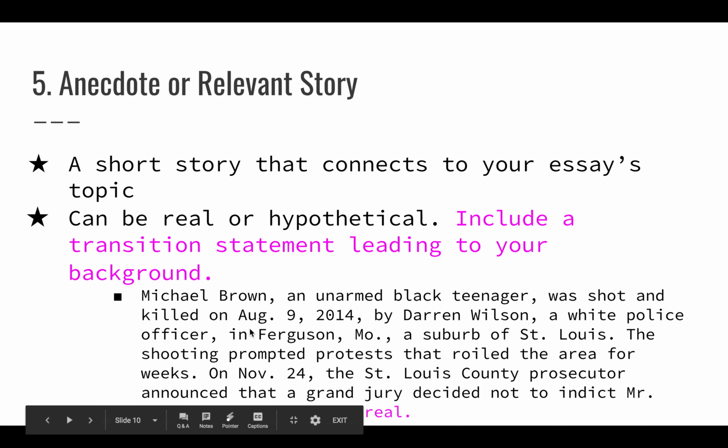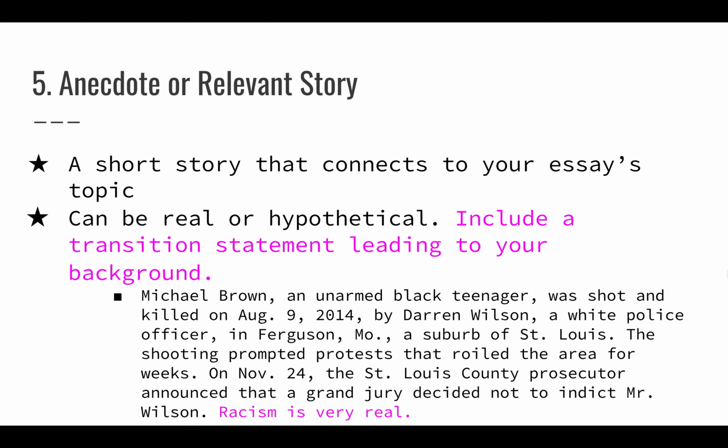So see here, Michael Brown, an unarmed black teenager, was shot and killed on August 9, 2014 by Darren Wilson, a white police officer in Ferguson, Missouri, a suburb of St. Louis. The shooting prompted protests that roiled the area for weeks. On November 24th, the St. Louis County prosecutor announced that a grand jury decided not to indict Mr. Wilson. Transition statement right here: Racism is very real. It needs that transition statement, otherwise, it's awkward.